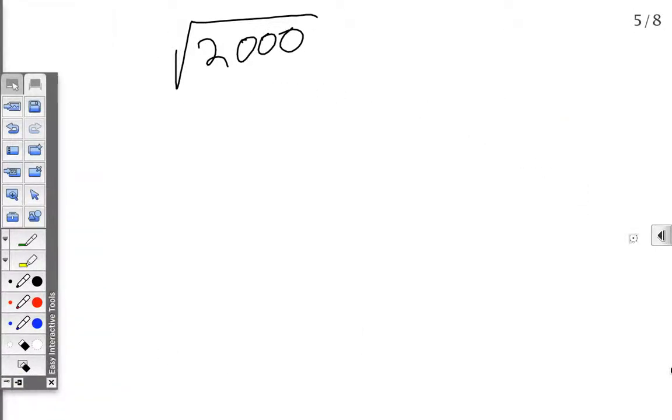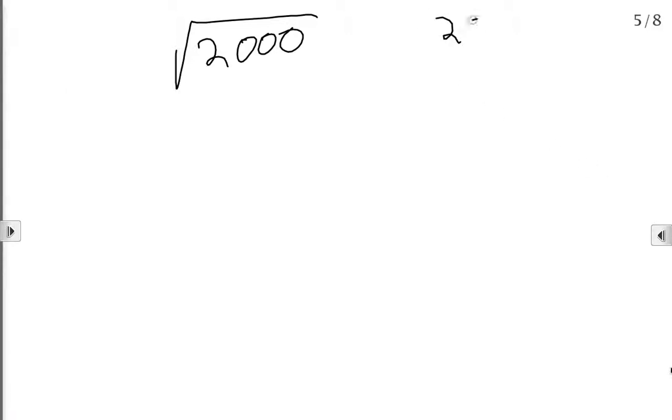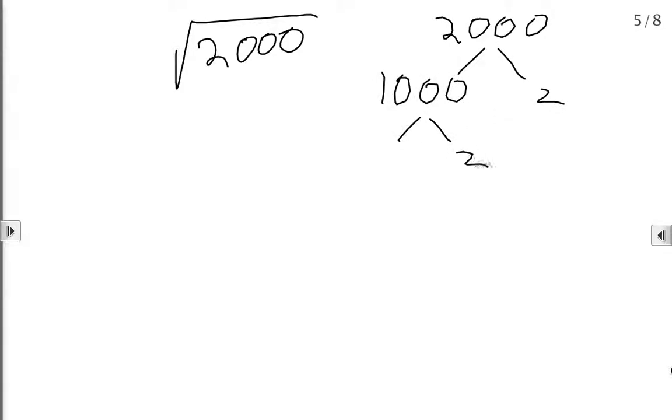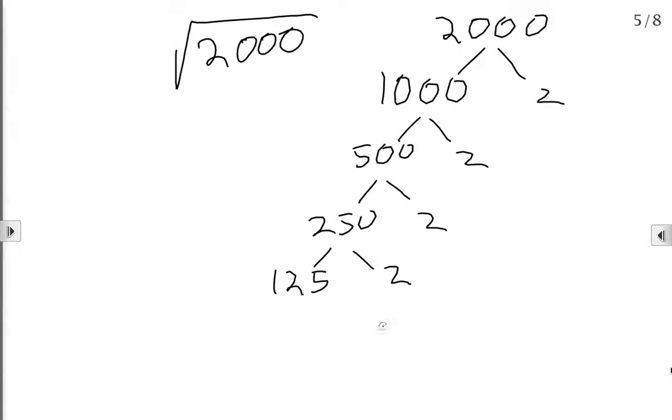2,000. I'm pretty sure 2,000 can be split into 2 and 1,000, which can be split into 2 and 500, which can be split into 2 and 250, which can be split into 2 and 125, which can be split into 5 and 25, which can be split into 5 and 5. A lot of leaves on this tree.